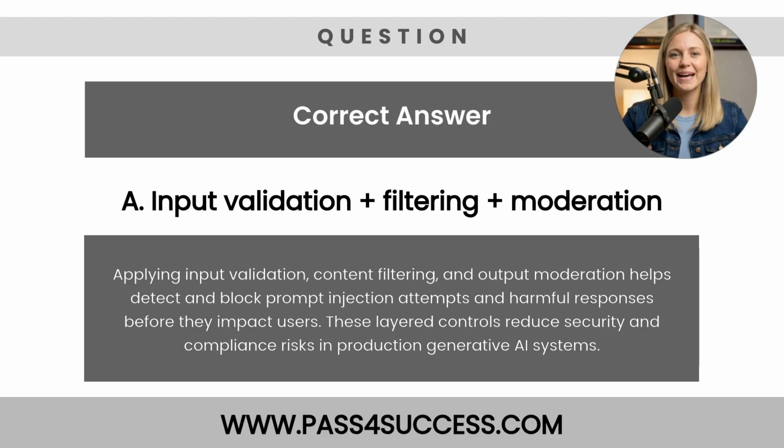Correct answer: A. Input validation plus filtering plus moderation. Applying input validation, content filtering, and output moderation helps detect and block prompt injection attempts and harmful responses before they impact users. These layered controls reduce security and compliance risks in production generative AI systems.